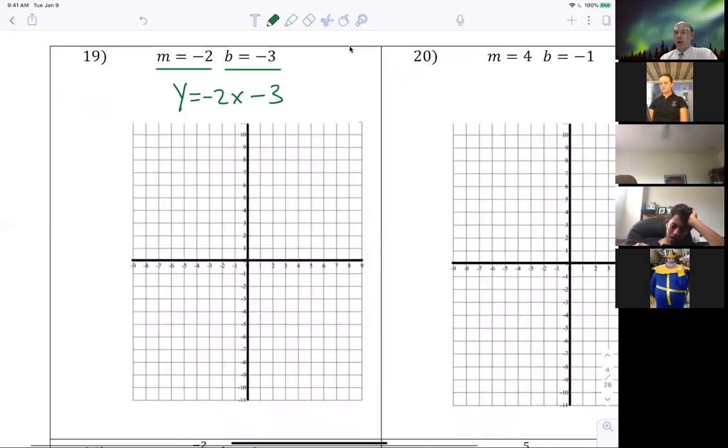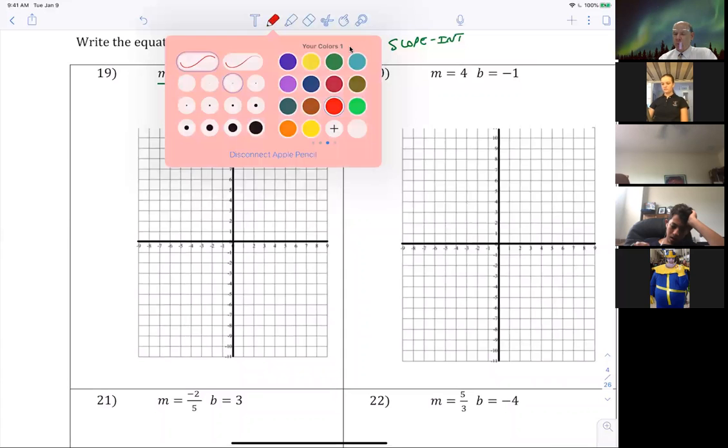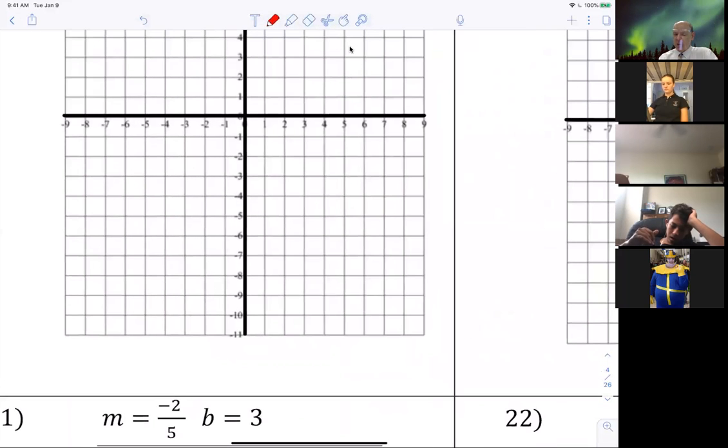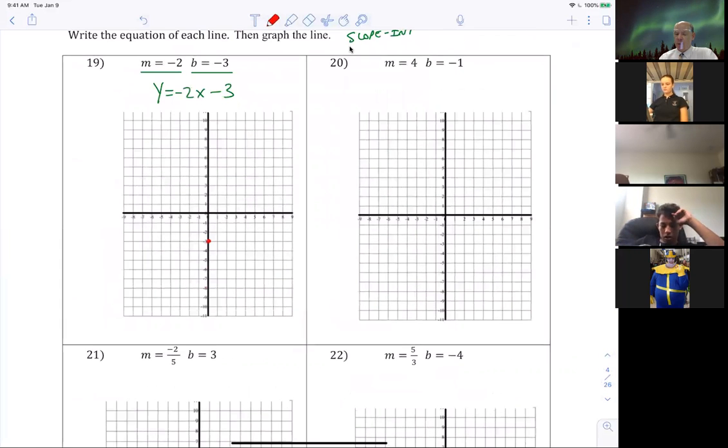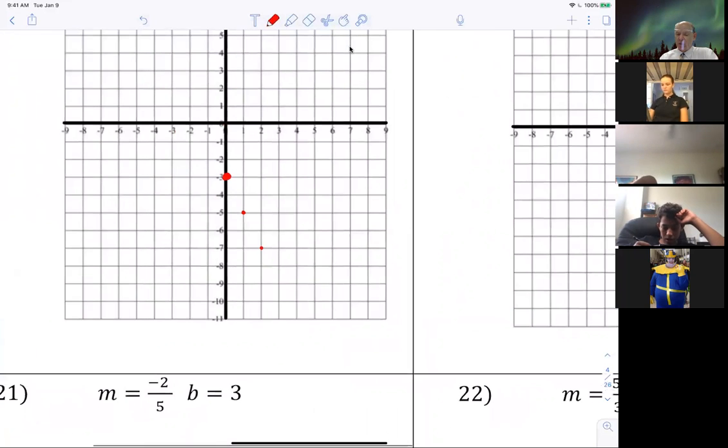Now we're going to review graphing. Step 1: do you recall that we plot the y-intercept first? So we go down to negative 3, plot the point. Then from there, we go down 2 and right 1. Now I'd like to just do 3 points because it helps me guide on notability.